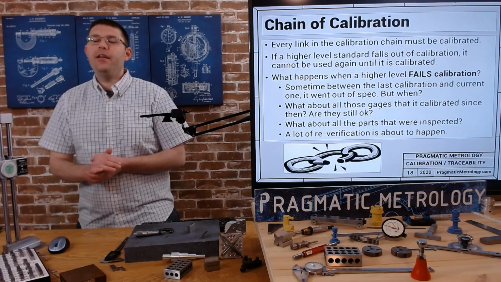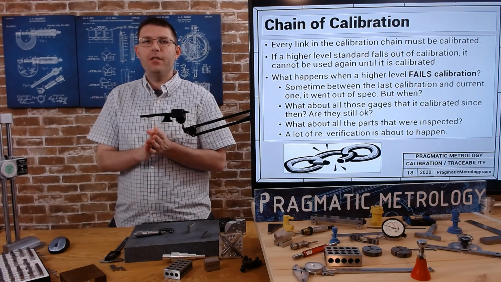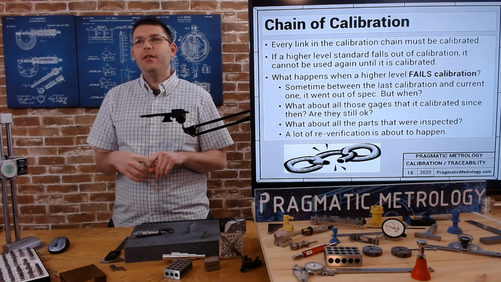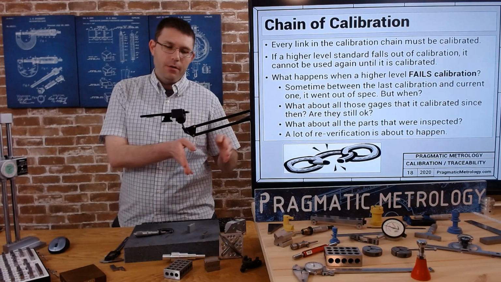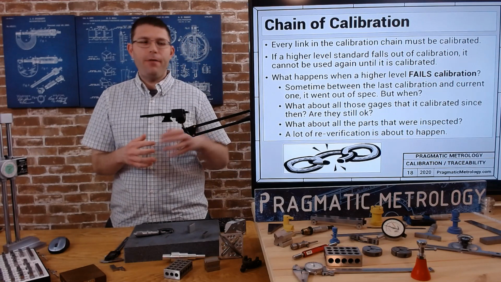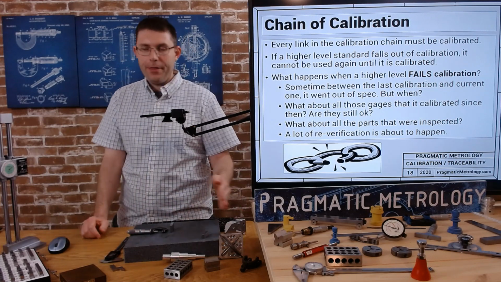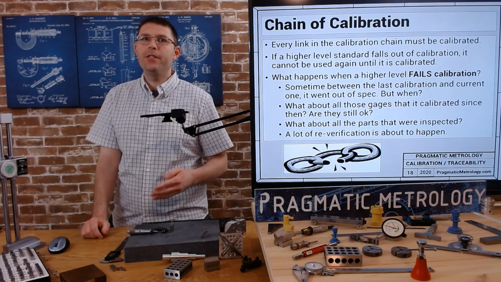So we'll talk about the chain of calibration. Again, I just went over an example now and earlier. Every link must be calibrated. The gauge, the working standard, the next standard up, the next standard up. They all need to be calibrated. And if a higher level fails, everything below it becomes in question. So it's really important to not fail.